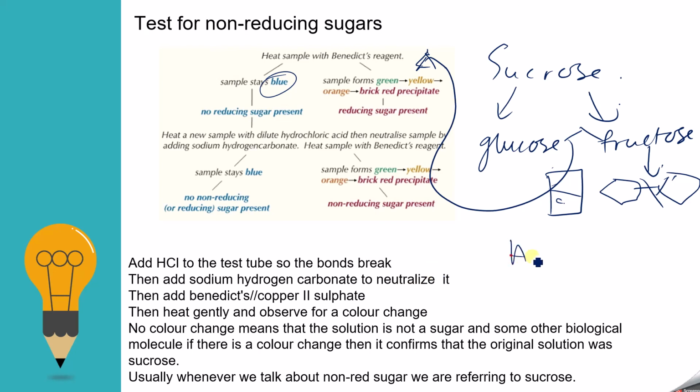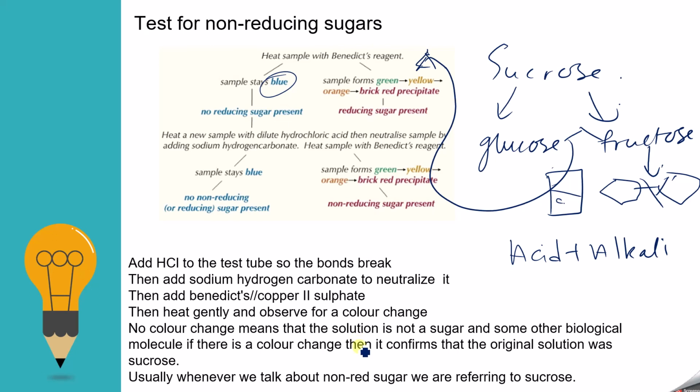So this is an acid plus alkali reaction. Hopefully you remember that from GCSEs. So it results in salt plus water, and then add Benedict's copper 2 sulfate solution, Benedict's solution or copper 2 sulfate solution, both the same thing. And then you heat gently and observe for the same color change as we did before.